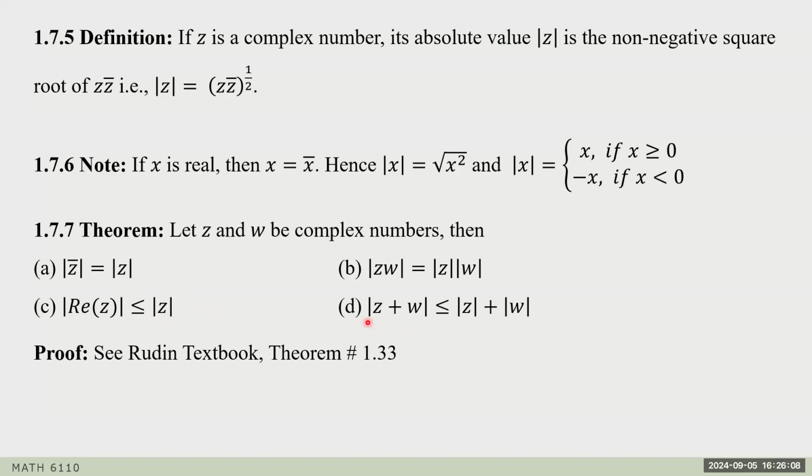Okay. And part D, very important, is the triangle inequality. So the modulus of z plus w is less than or equal to the modulus of z plus the modulus of w. You could see the textbook for this. Or if you want, you all could probably prove this. If you take z as equal to a plus b times i, and w maybe x plus y times i, and just do the calculation and verify that the left-hand side is less than or equal to the right-hand side.